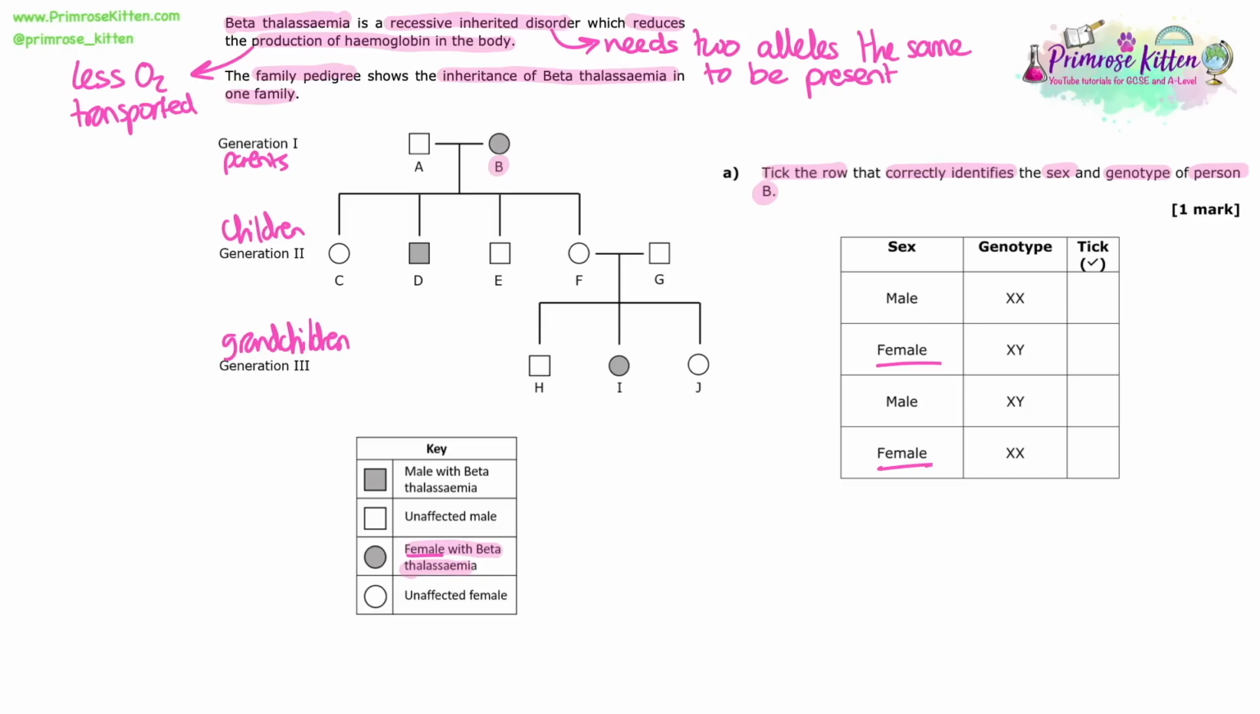So it's just looking at sex determination here. So the sex chromosomes, we're not talking about the alleles for beta thalassemia at this point. So we know they've got to be female, and so it's got to be one of those two rows. But we've got either XX or XY. So this is really just a question about, do you know the sex chromosomes for male and female? So XX is the sex chromosomes female and XY is male. So we're ticking that bottom row.